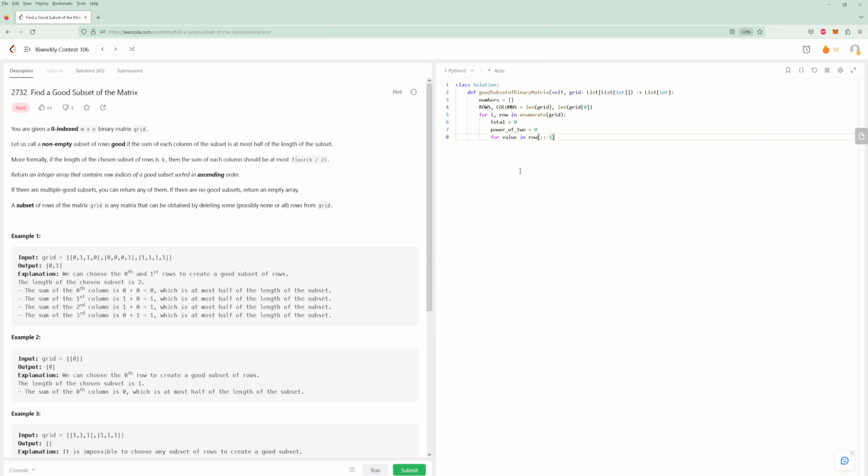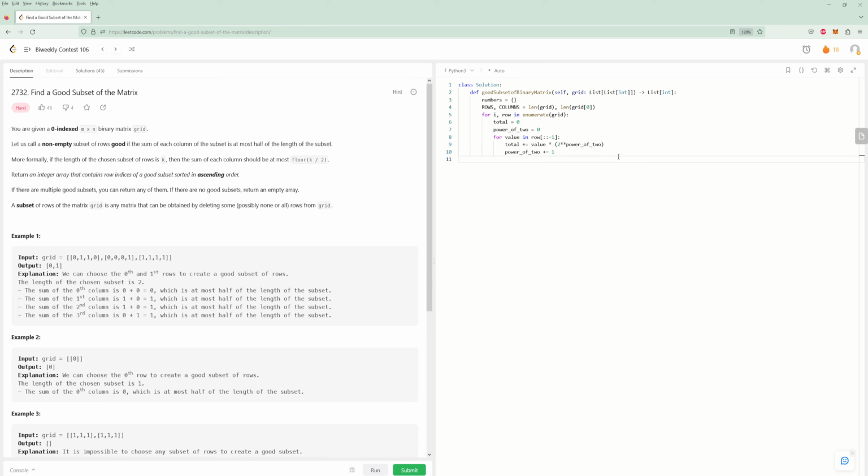Yeah. So then we just do total plus equals value times, let me think here. So this is the power of 2, right? So this would actually be value times 2 to the power of 2 here. Yeah, because like this is 2 to the 0, then it would be 2 to the 1, and so on. And value is just if it's 0 or 1. So there we go. Now we need to increase our power of 2 here.